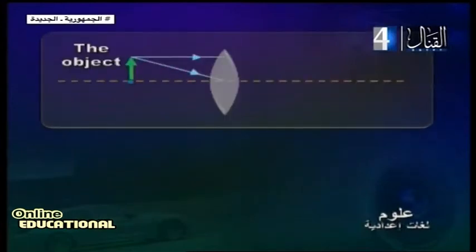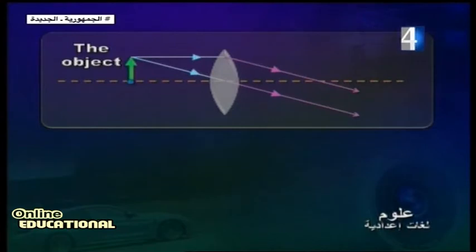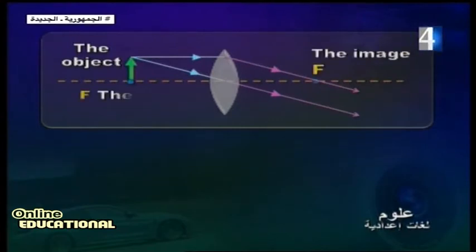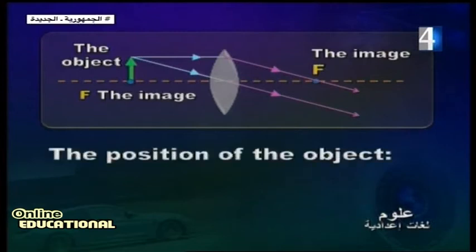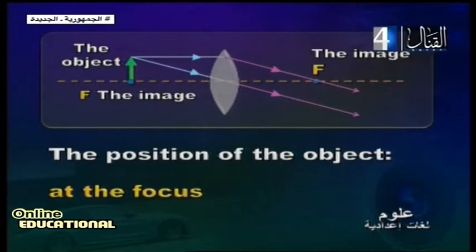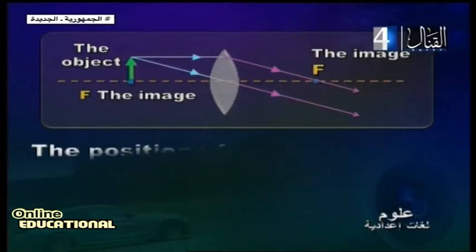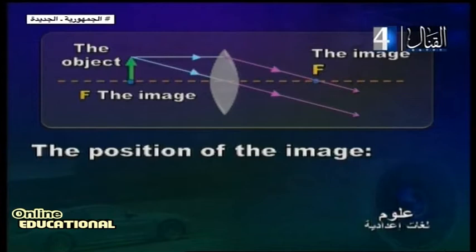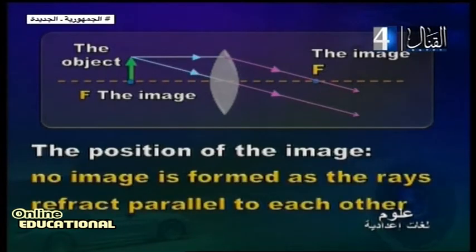Okay, try to remember, when you put the object at the focus, light rays in this case will be refracted parallel to each other. So, when light rays are parallel to each other, here is the position of the object at the focus. And what about the position of the image? Try to conclude. Yes, there is no image formed because the light rays are parallel.